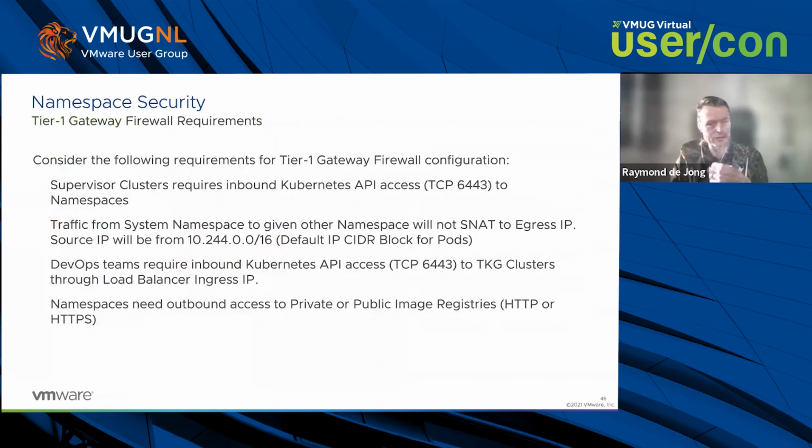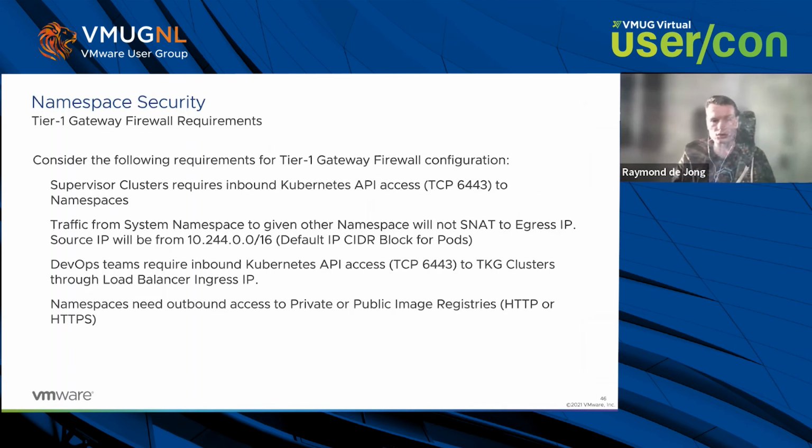There are some caveats here, because when you create a tier 1 gateway and when you want to secure inbound access in a namespace on the tier 1 gateway, we need to consider that we obviously require port 6443, Kubernetes API access inbound, because when you create a TKG cluster, you need to be able to access it through the Kubernetes API.